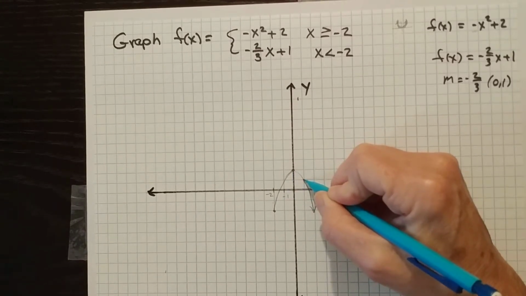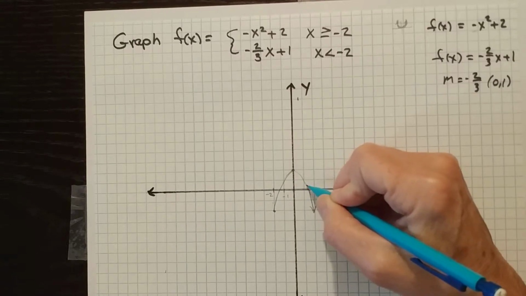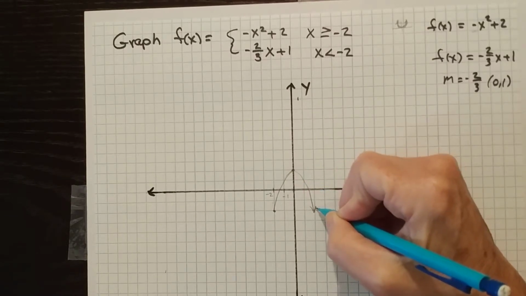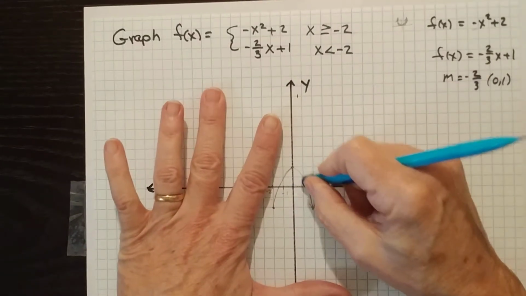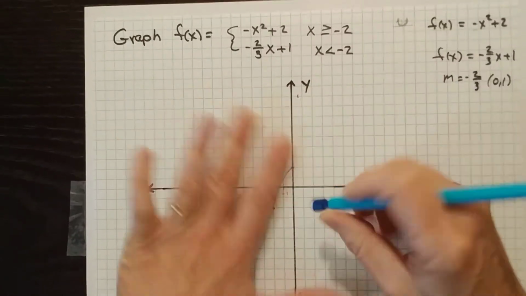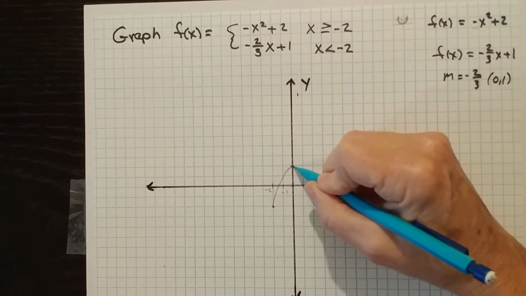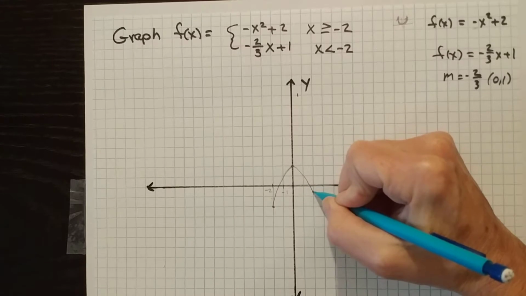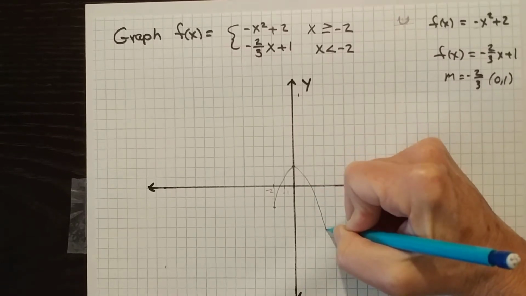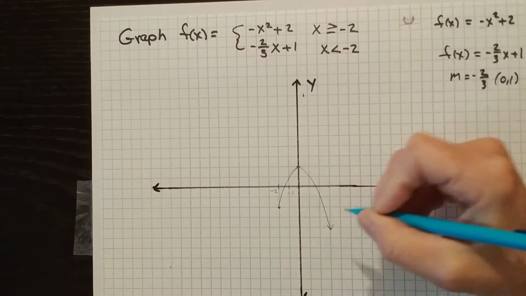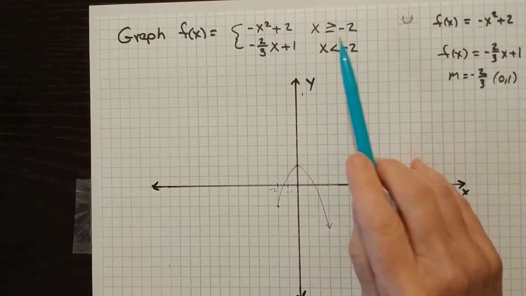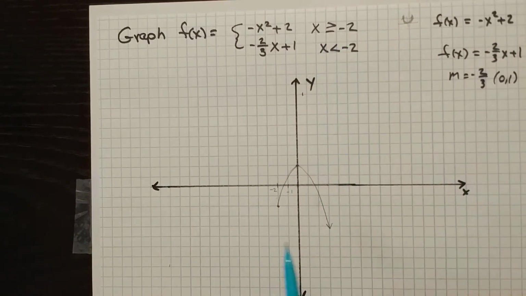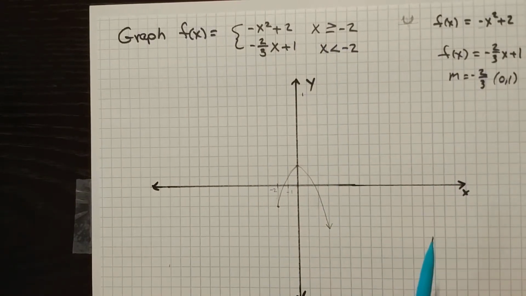So that means at positive 2, it'll be down here. That's not bad. So basically, I'm just trying to do a better graph of this. This is going to hit here, and then this is going to hit here, and keep going. And this is the graph for all of the values of x that are greater than negative 2. So that's that whole piece.